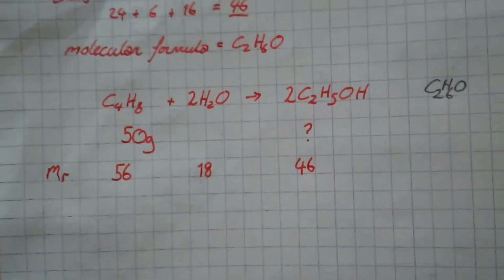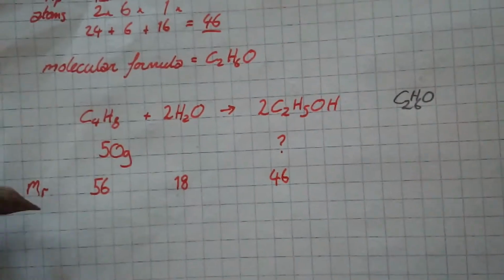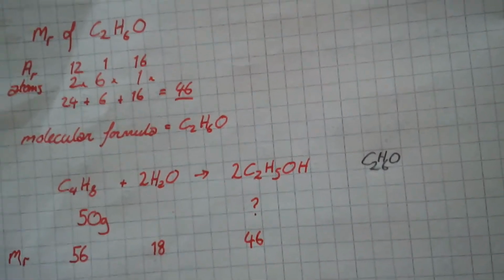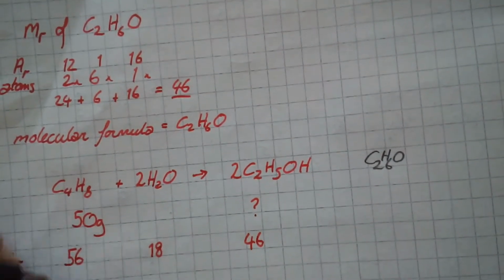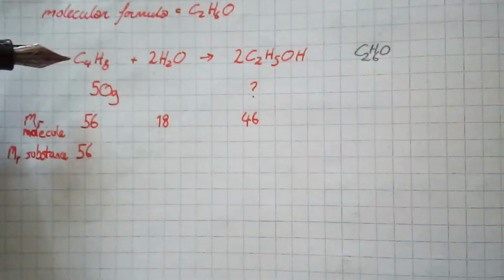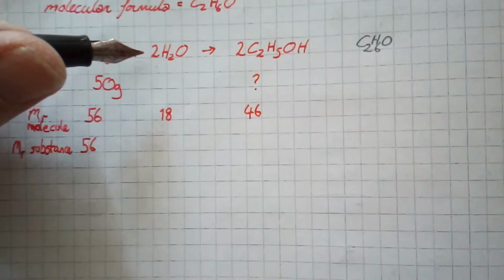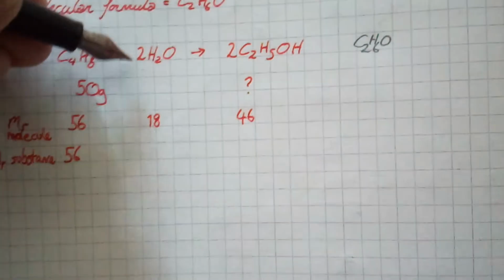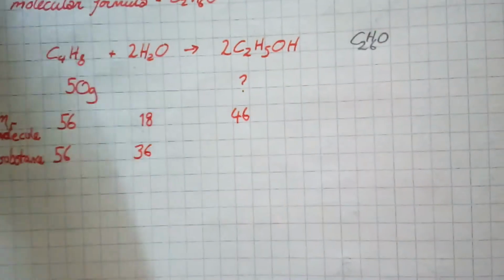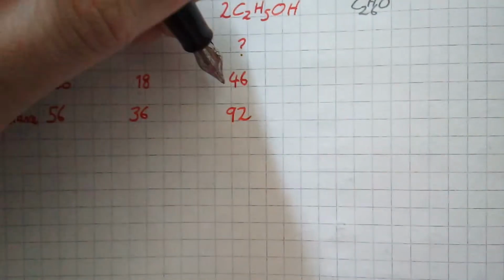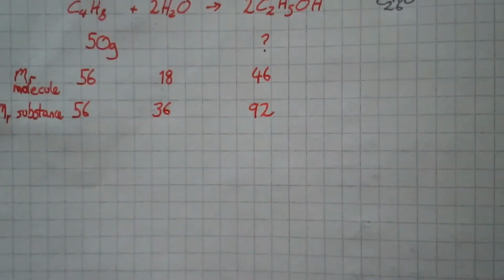So how much are we going to have of the substance? So this is the MR of one molecule. How much are we going to have of the substance? So we would have, hang on a second. Sorry, I was just writing in the side bits there. So we've got 56 because we've got 1 lot of those. We've got 2 lots of water. Pause the video, figure it out yourself, check that I'm right. So 2 lots of water, that should be 36. And 2 lots of ethanol, so that should be 92 because it's 2 lots of 46.